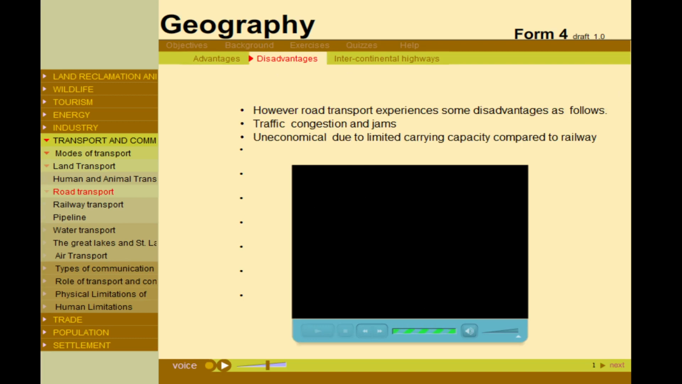However, road transport experiences some disadvantages as follows: traffic congestion and jams, uneconomical due to limited carrying capacity compared to railway. They are prone to accidents due to poor state of vehicles of roads. Road transport can be affected by weather, heavy rains and foggy conditions, leading to poor visibility, and earth roads become impassable during wet season. Vehicles cause air pollution by emitting exhaust fumes.